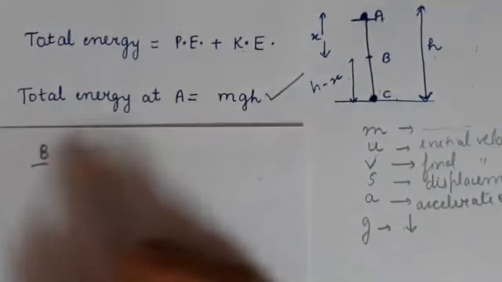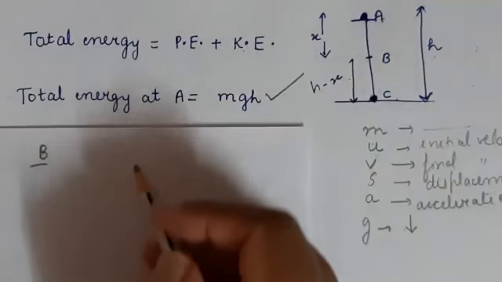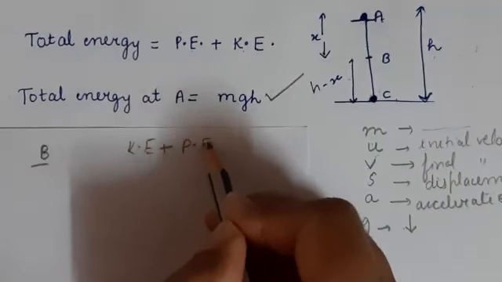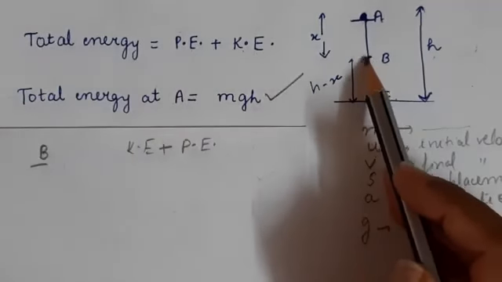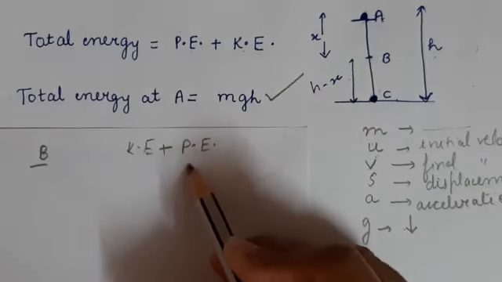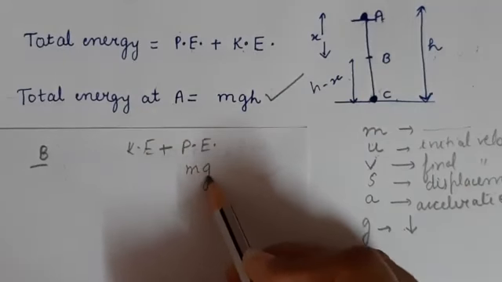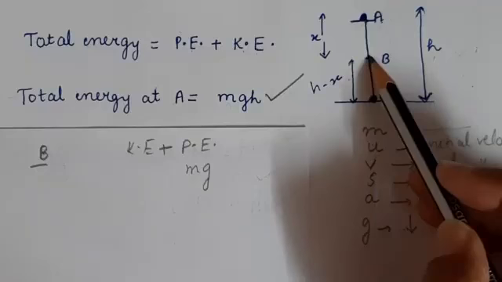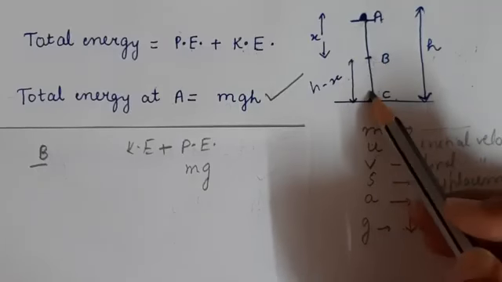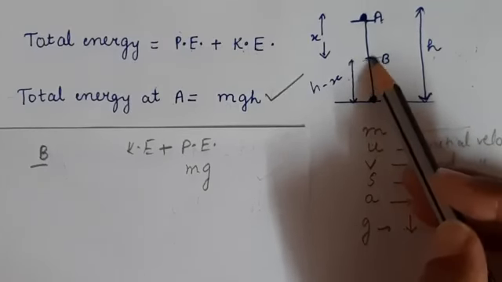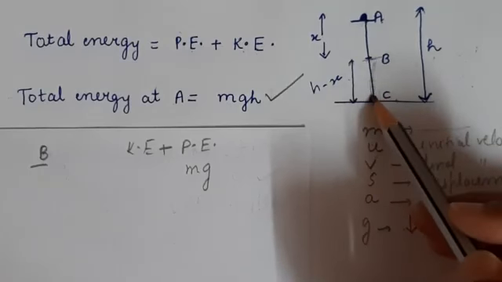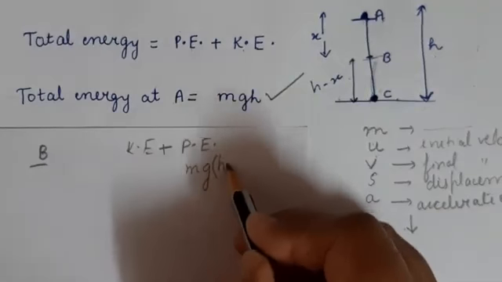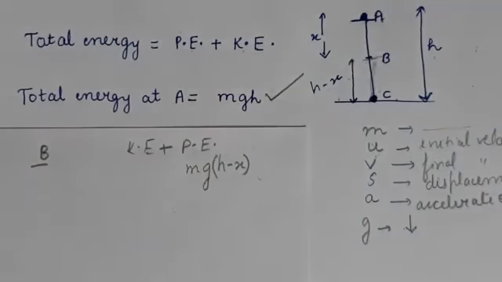Again at point B, what is total energy? Kinetic energy plus potential energy. What is potential energy at point B? m, g. What is displacement? Displacement is the distance between point B to point C, because we need to calculate at point B. So this distance will be h minus x. So the potential energy becomes mg(h minus x).